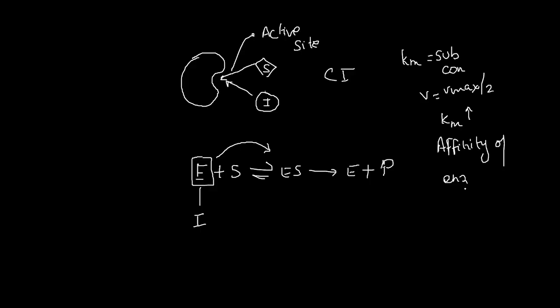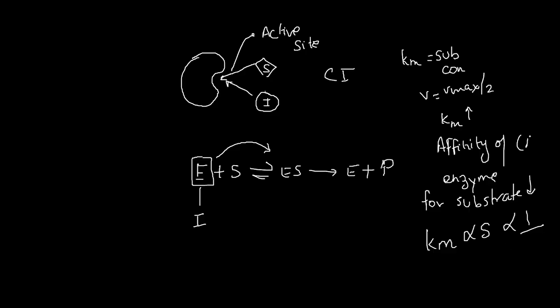So the affinity of the enzyme for the substrate is going to be less. You can say Km is directly proportional to the substrate concentration, or inversely proportional to the affinity of the enzyme, if we denote it by AF. So it is like that.